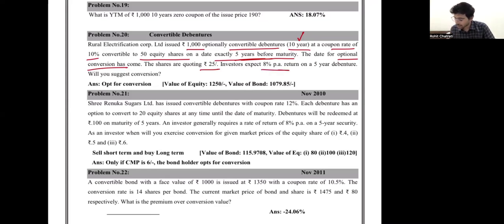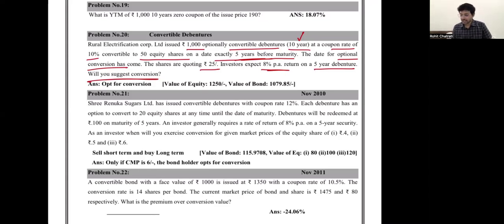Investors expect 8% per annum return on a 5-year debenture. The question is, will you suggest the conversion or will you not suggest the conversion?